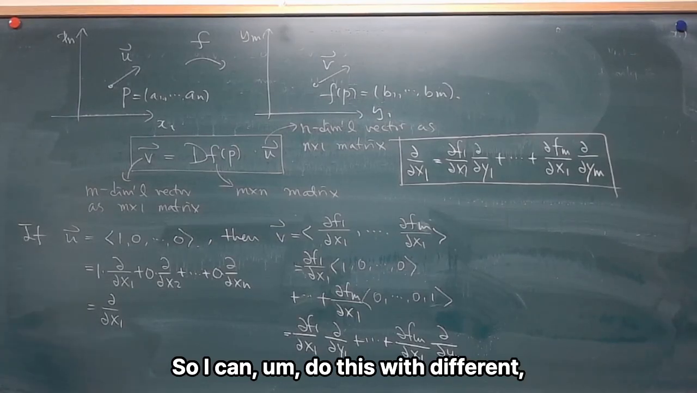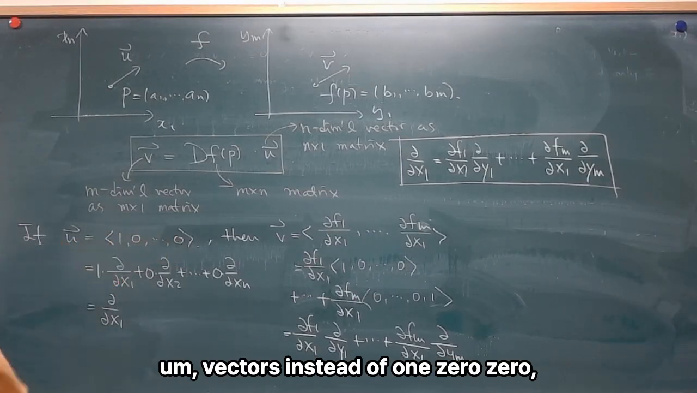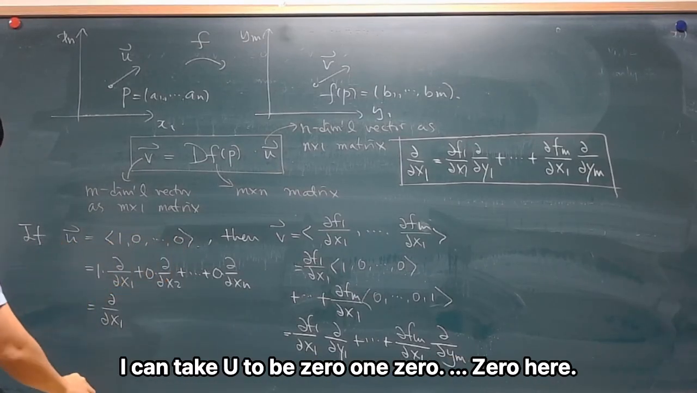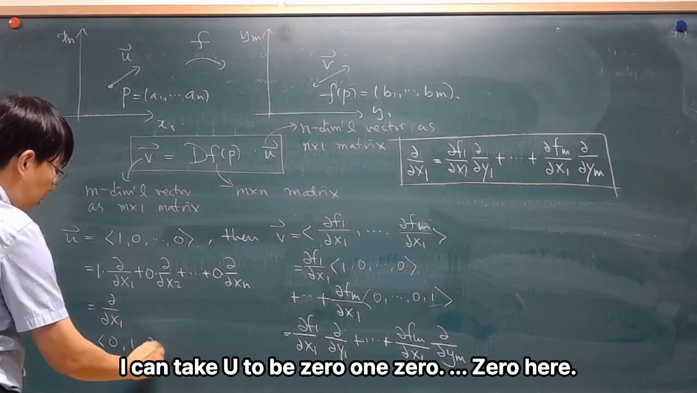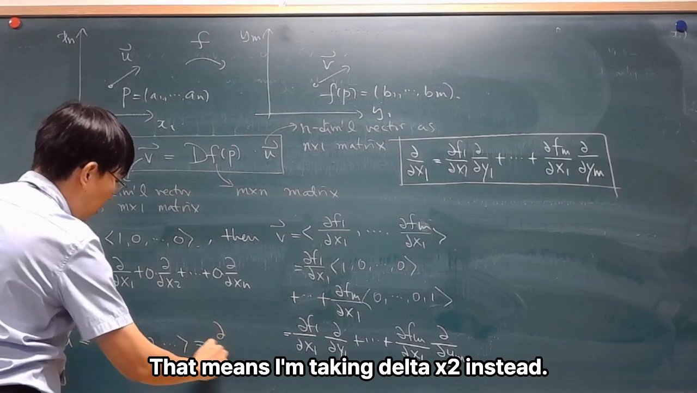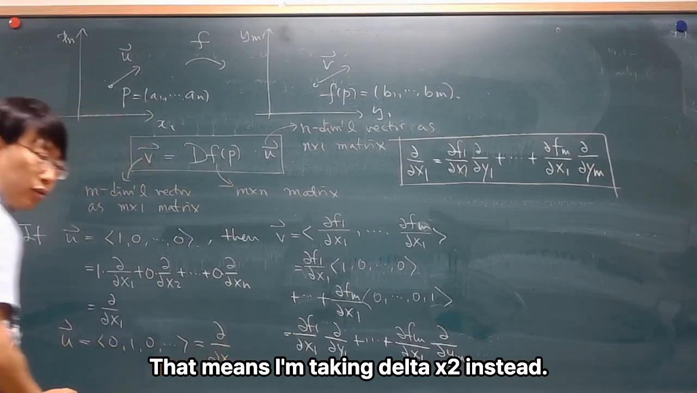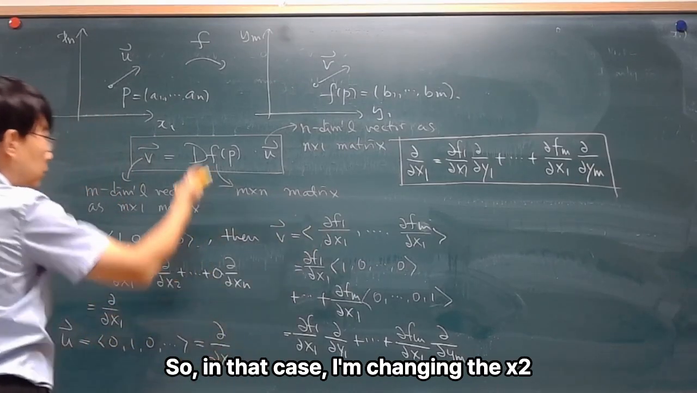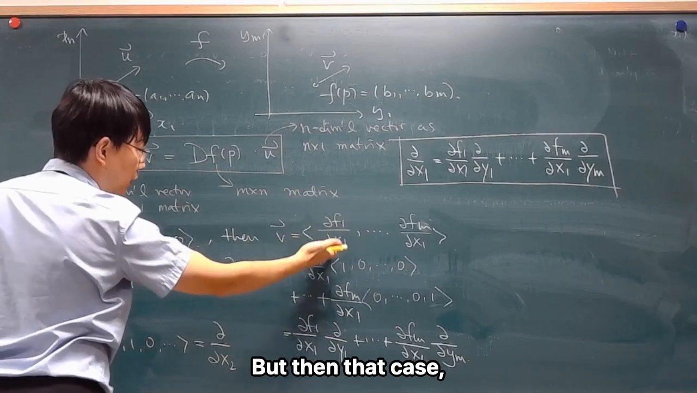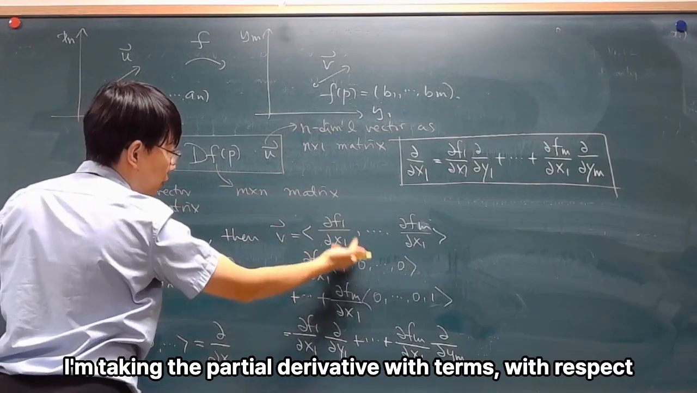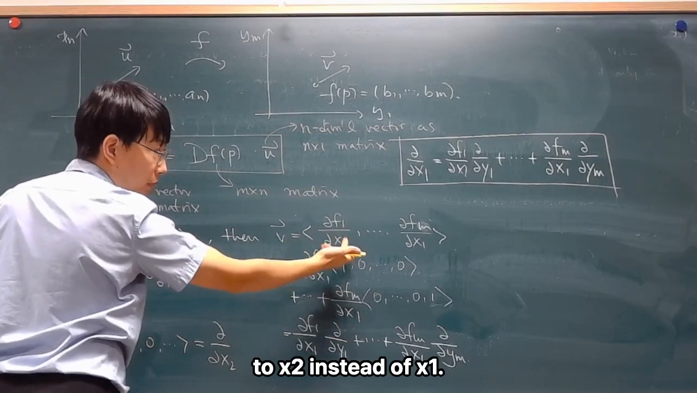So I can do this with different vectors. Instead of 1, 0, 0, I can take u to be 0, 1, 0 here. That means I'm taking del del x2 instead. So in that case, I'm changing x2 instead of x1 and doing the same thing. But then I'm taking the partial derivative with respect to x2 instead of x1.